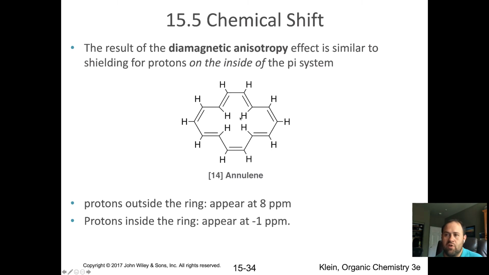And then this just demonstrates it further, that it is the idea that they're on the outside of the ring and that there are these magnetic field lines being generated, because protons that are inside of a ring that's having this anisotropy effect are actually shielded. The protons that are in the ring are shielded more than TMS. That is to say, they actually feel a magnetic field even smaller than the protons on tetramethylsilane. They're at -1 ppm, shifted all the way upfield beyond TMS. And then the ones on the outside here, they're at 8 ppm downfield because they're not really being deshielded, but they're feeling a much greater external magnetic field than normal protons would.